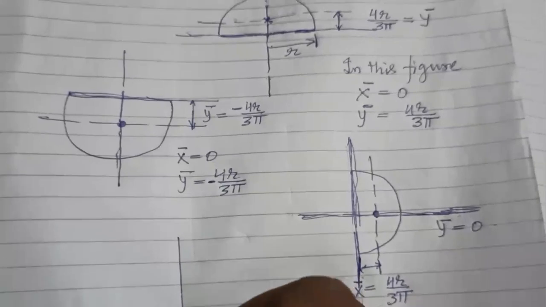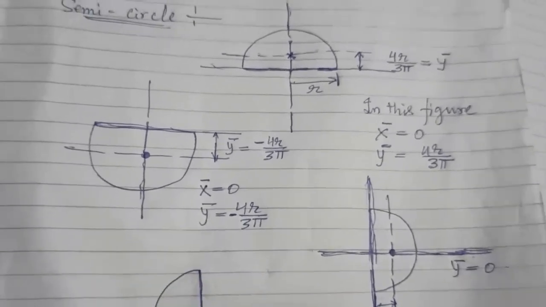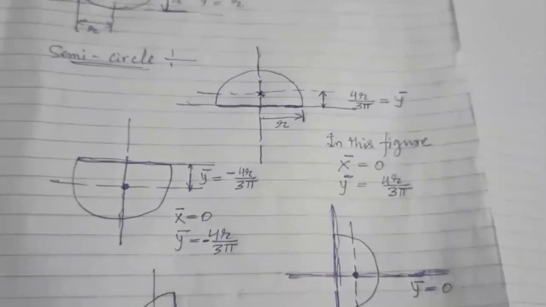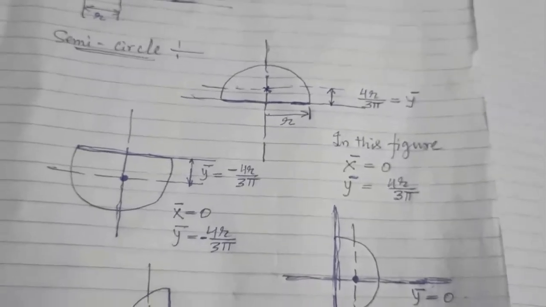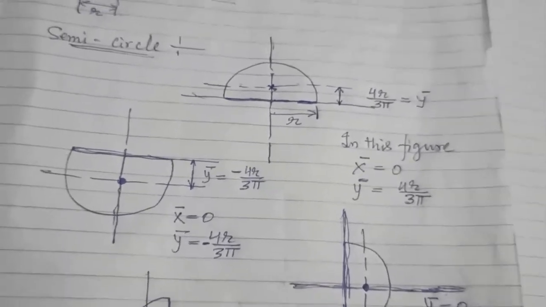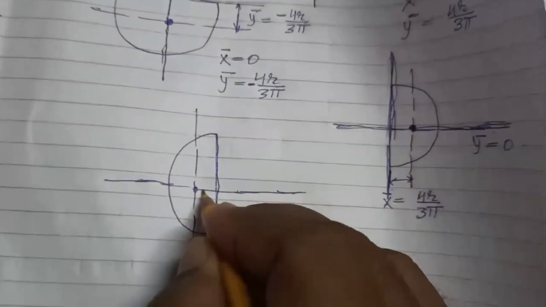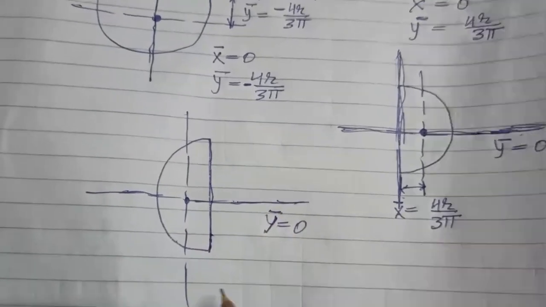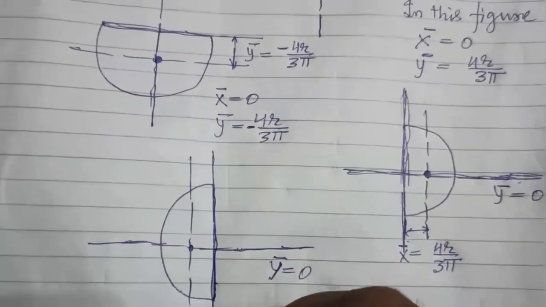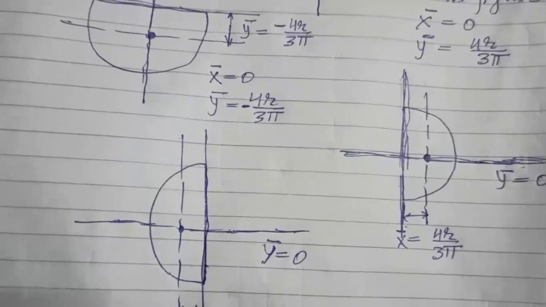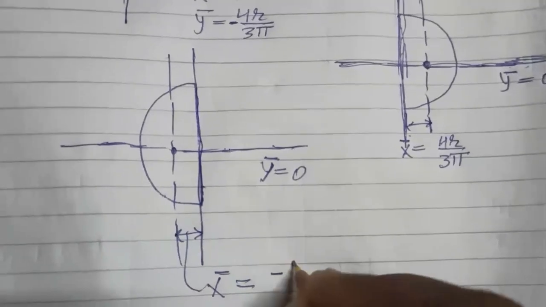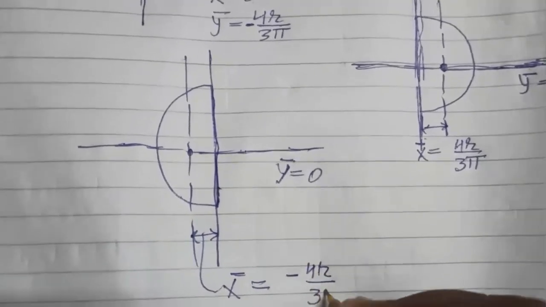Now, if the orientation of the figure is changed like this, then this is the line of symmetry, and from this line of symmetry, y bar is equal to 0, and this is the reference line. So from this is x bar, and this will be equal to minus 4r by 3 pi.